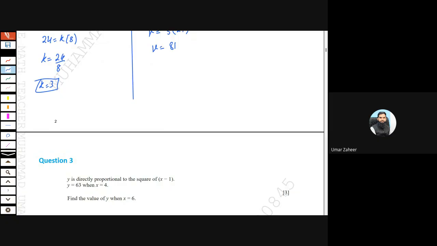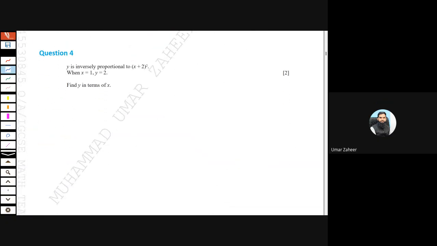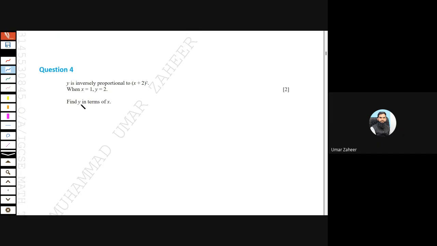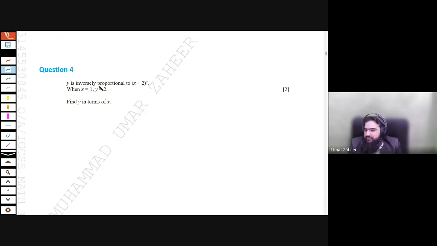Let's look at a little bit harder one. Look here. In the previous one, he just says y in terms of x, which means you just have to find the value of k and substitute it. He did not ask anything else. Let's do this one. He says y is inversely proportional to x plus 2 whole square. So y is proportional to 1 over x plus 2 whole square. Remove the proportionality sign. It will be k divided by x plus 2 whole square.